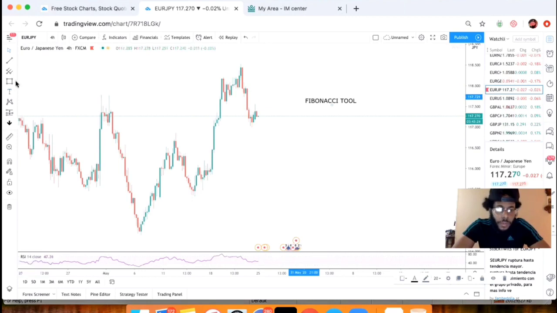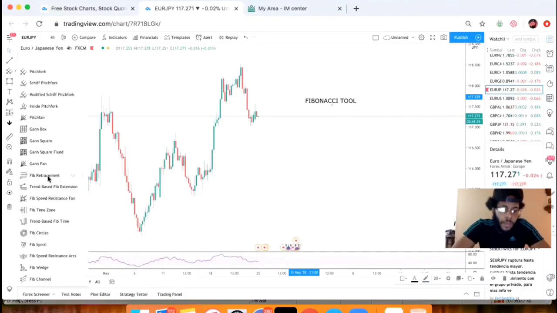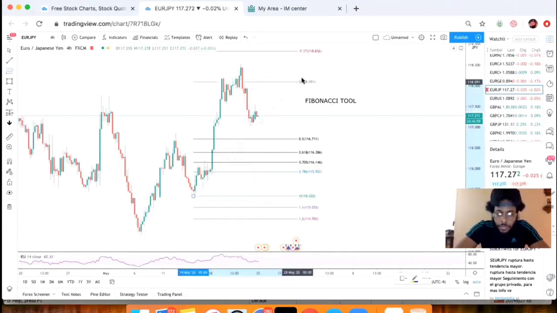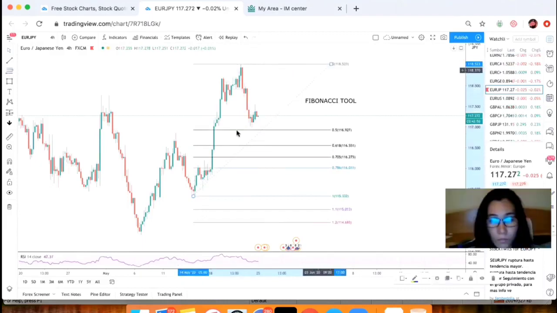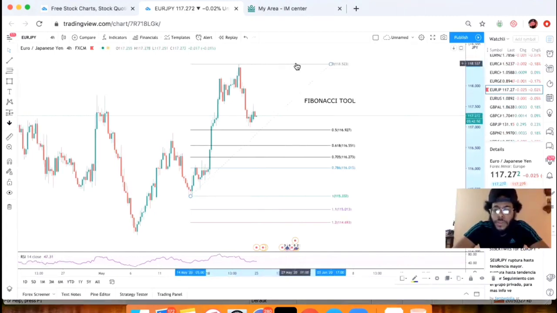So where you'll find the Fibonacci tool is up here, right where it says Fibonacci. We'll select that one. And the way we like to draw it, right? It's a measurement tool. So if you're measuring this whole move up, you're gonna draw it from the bottom all the way up. So we started from the bottom and we pull it all the way up. So now what does the Fibonacci tool do?